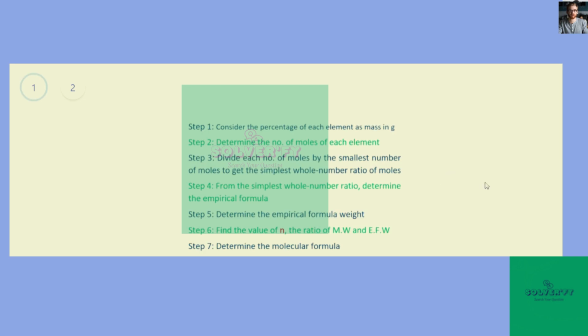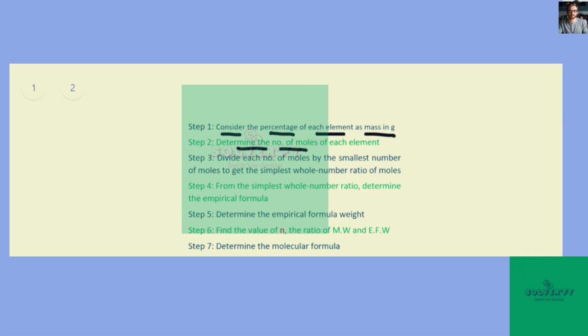So, to find out the empirical and molecular formula of the substance, we will follow some simple steps. The first step is to consider the given percentage of each element as mass in gram. We are given the percentage of carbon and hydrogen, and from there we can find the percentage of oxygen. We will convert each percentage into its mass in gram.